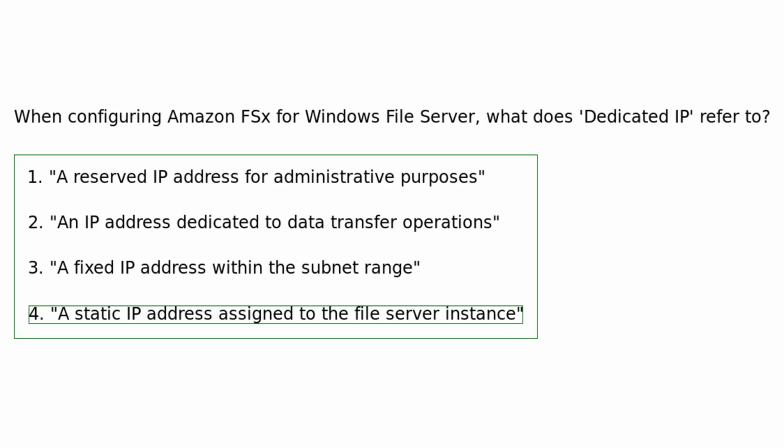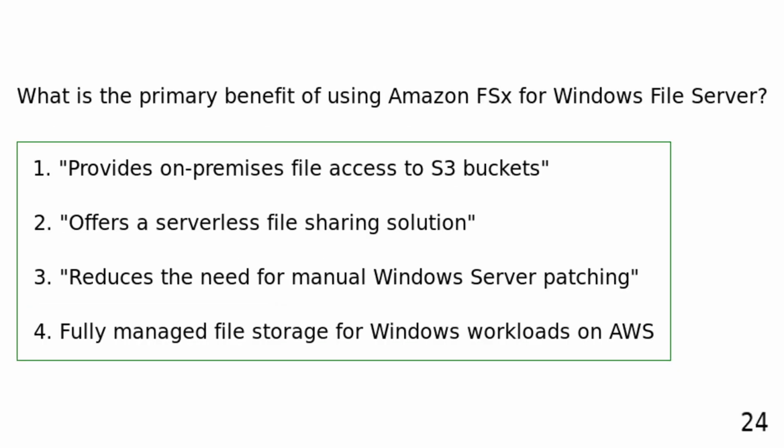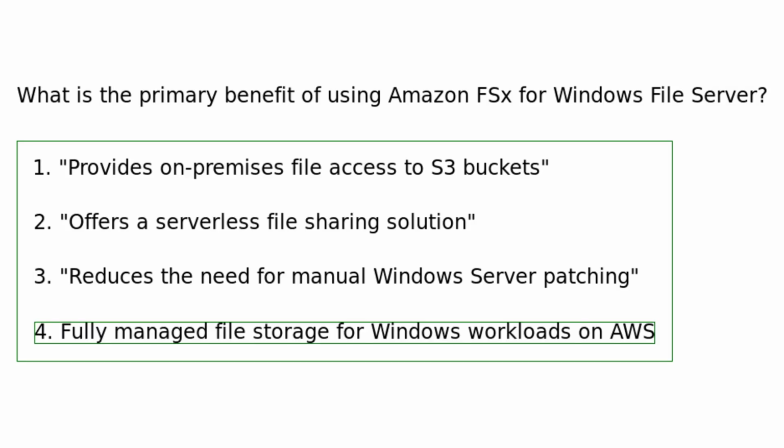What is the primary benefit of using Amazon FSx for Windows File Server? Provides on-premises file access to S3 buckets. Offers a serverless file sharing solution. Reduces the need for manual Windows Server patching. Fully managed file storage for Windows workloads on AWS. Amazon FSx for Windows File Server eliminates the need to manage Windows Server infrastructure, allowing you to focus on your applications.